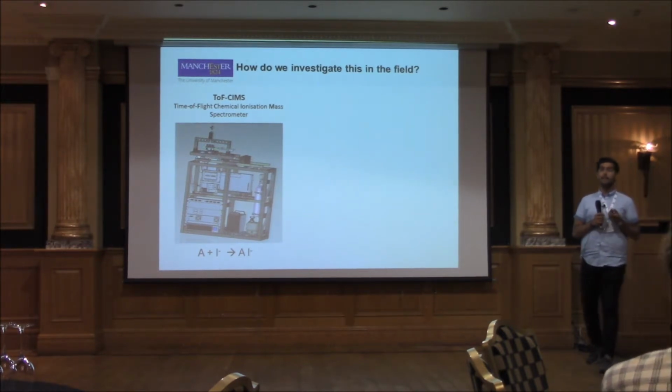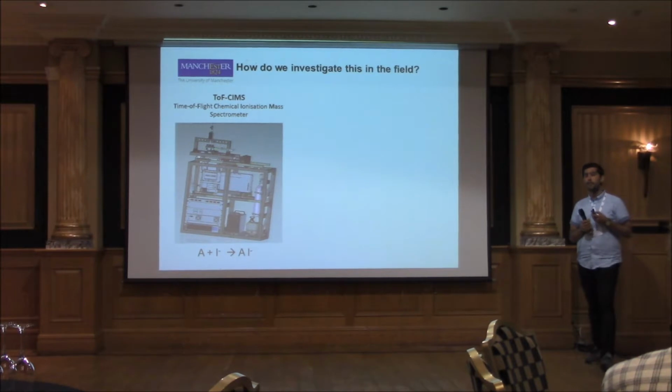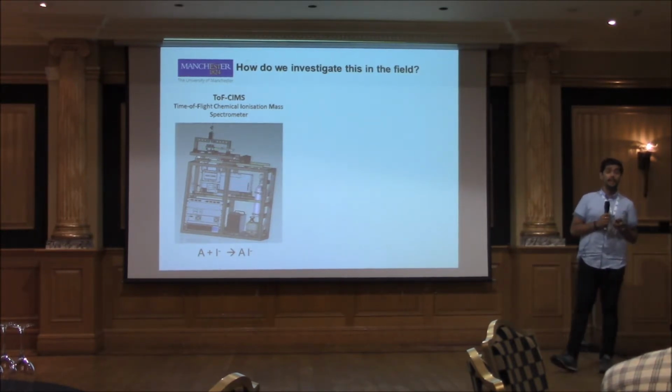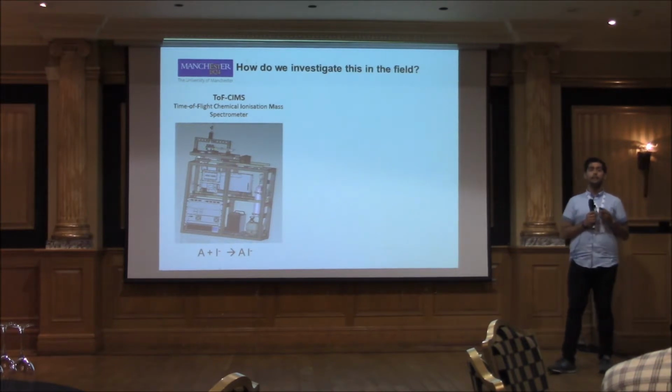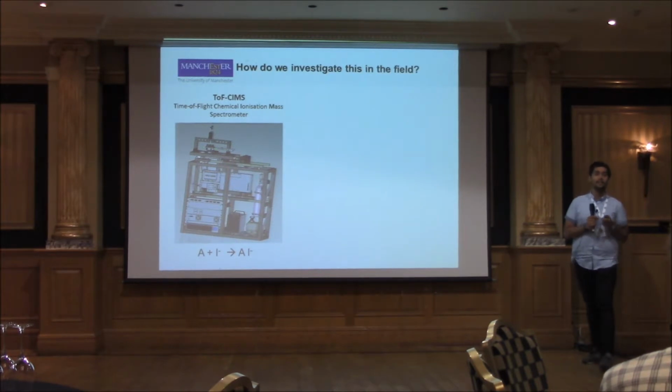Now, there are different types of mass spec. I'm sure some of you will have worked with them before. Because this is chemical ionization, it's a soft ionization technique, so we retain molecular level information. So we actually detect the specific ions or the specific compounds rather than fragments of them.